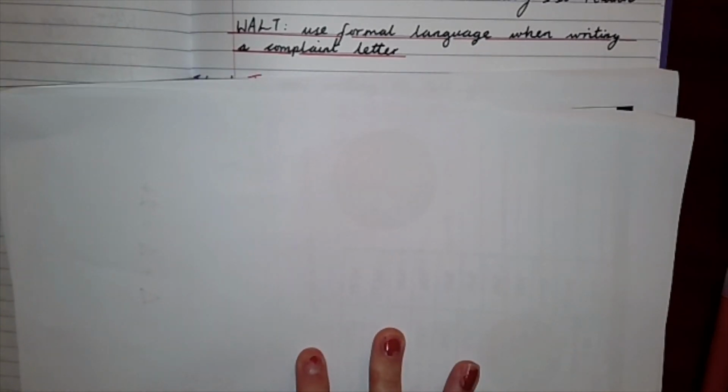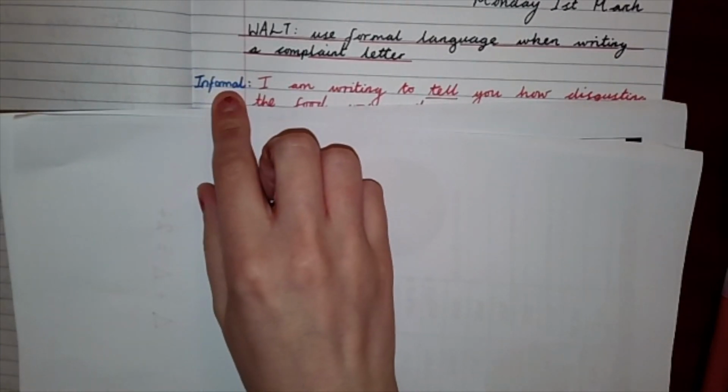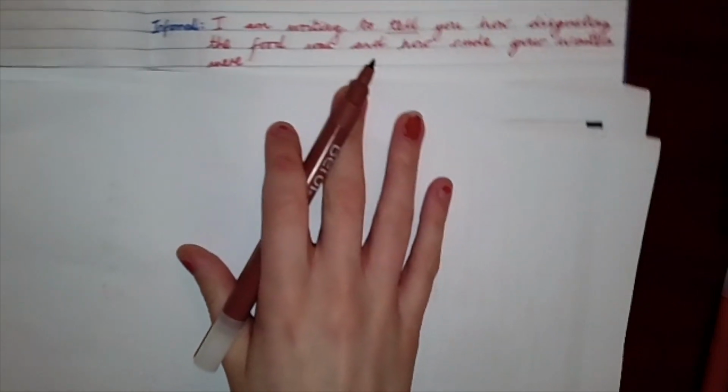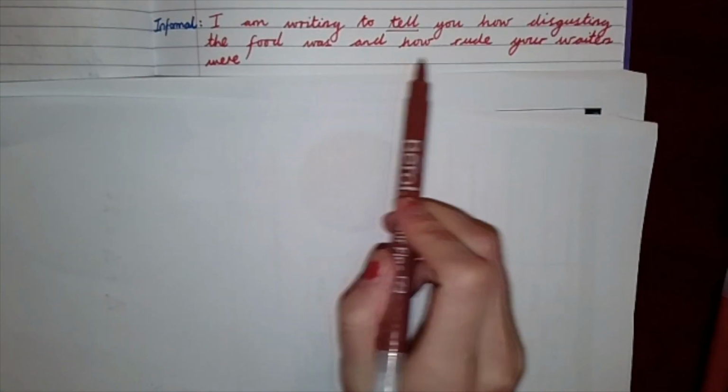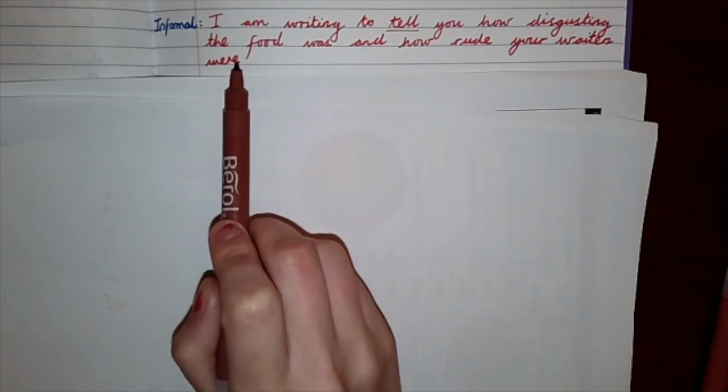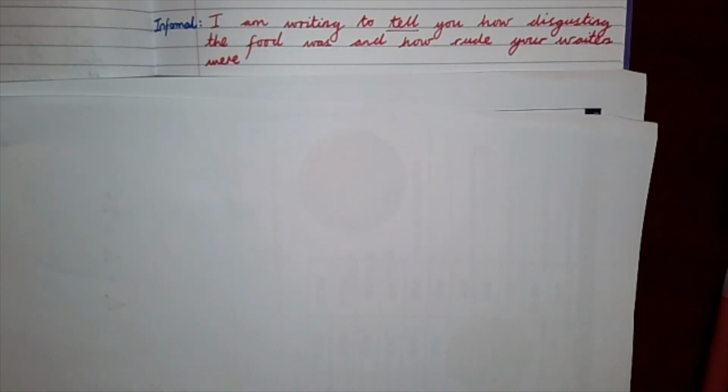So, how are you going to lay out your work today? First of all, you're going to write the heading informal, and next to it, you're going to write the first highlighted example. So you can see I have written the green highlighted example, which says, I am writing to tell you how disgusting the food was and how rude your waiters were. You don't need to write out the whole paragraph, you just need to write out the phrase that's been highlighted. As we discussed, that's not formal writing, nor is it polite, so it wouldn't be appropriate.